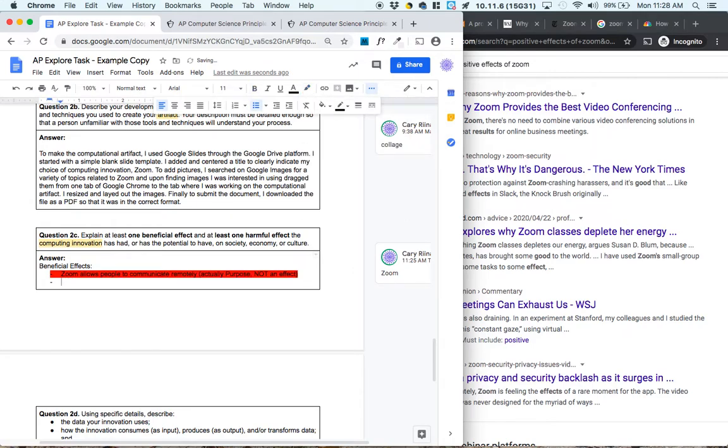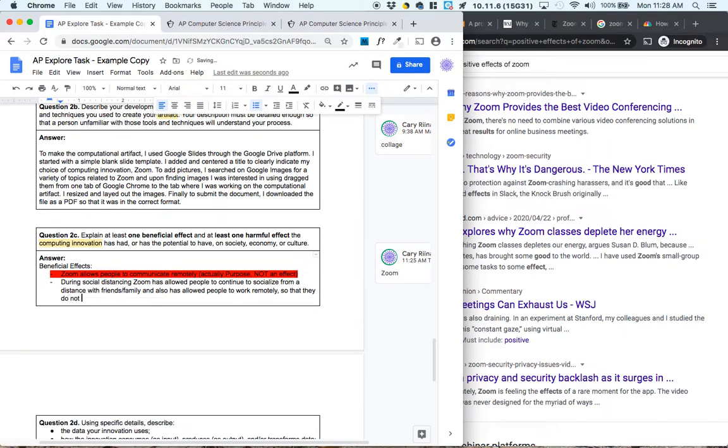All right, so what would be a beneficial effect? Well, one place my brain goes is, right, an effect of Zoom making it possible for people to communicate remotely would be that during social distancing, Zoom has allowed people to continue to socialize from a distance with friends and family, and also has allowed people to work remotely so that they do not expose themselves to the COVID-19 virus unnecessarily.